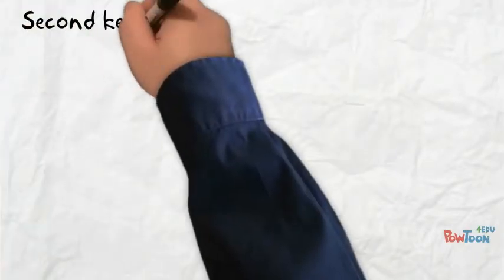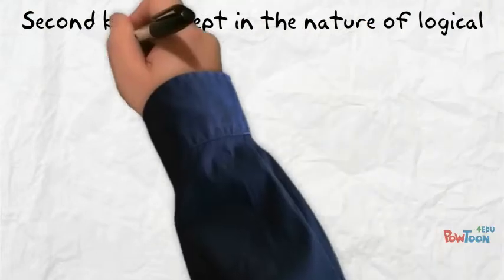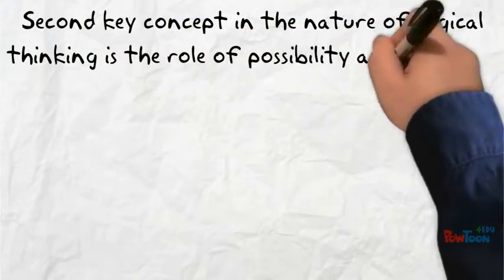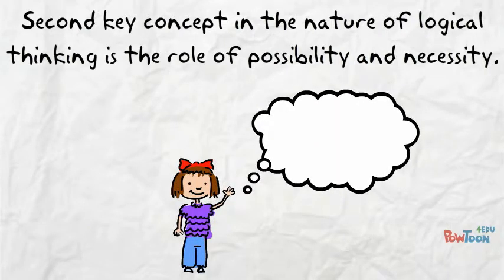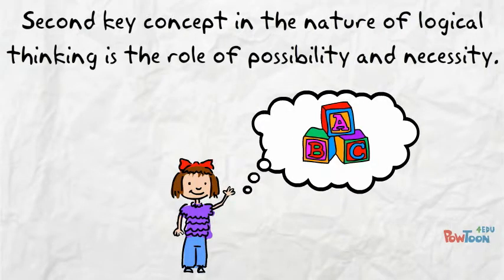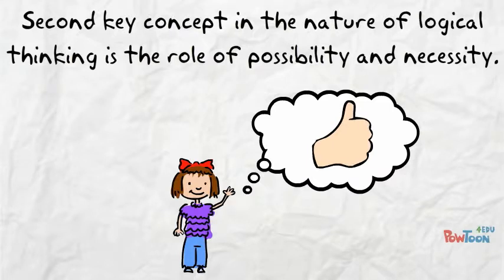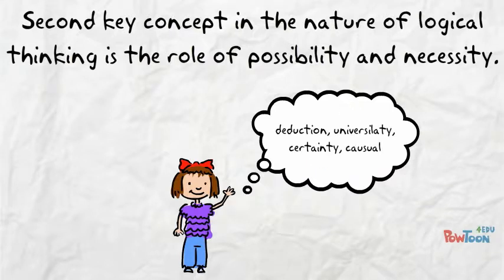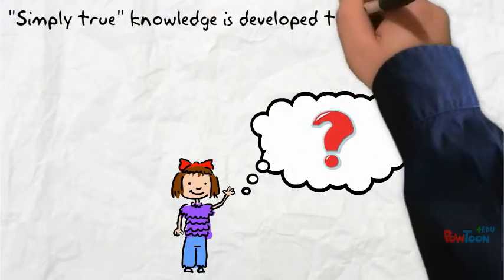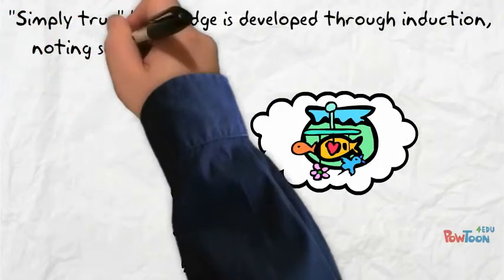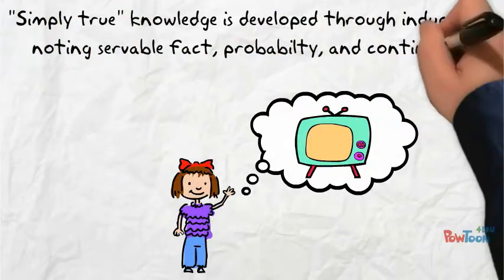The second key concept in the nature of logical thinking is the role of possibility and necessity. Necessity is when a child realizes that certain things he or she knows are true also must be true. Necessary knowledge depends on deduction, universality, certainty, and causal relations between states of affairs, whereas simply true knowledge is developed through induction, noting observable fact, probability, and contingent relations among events.